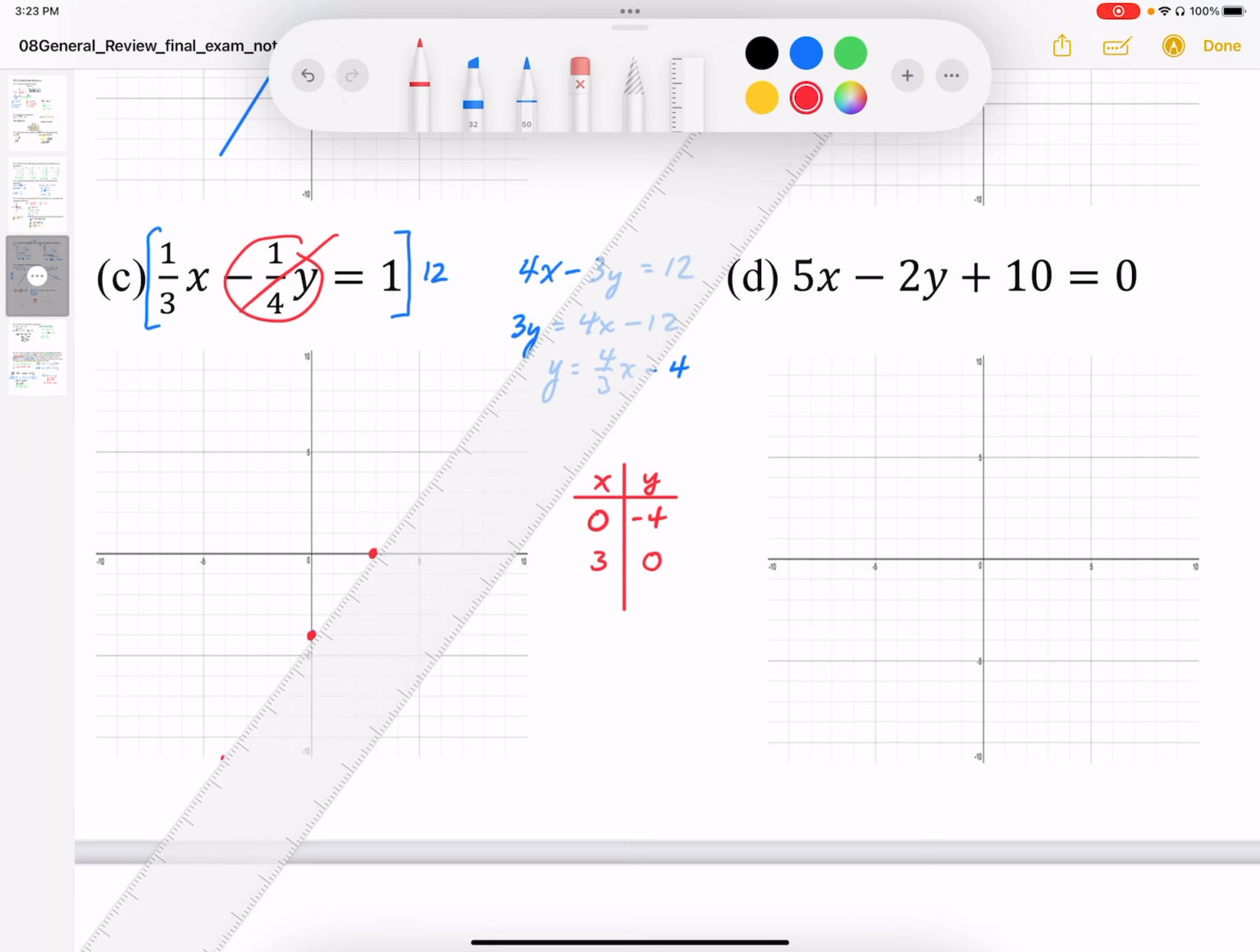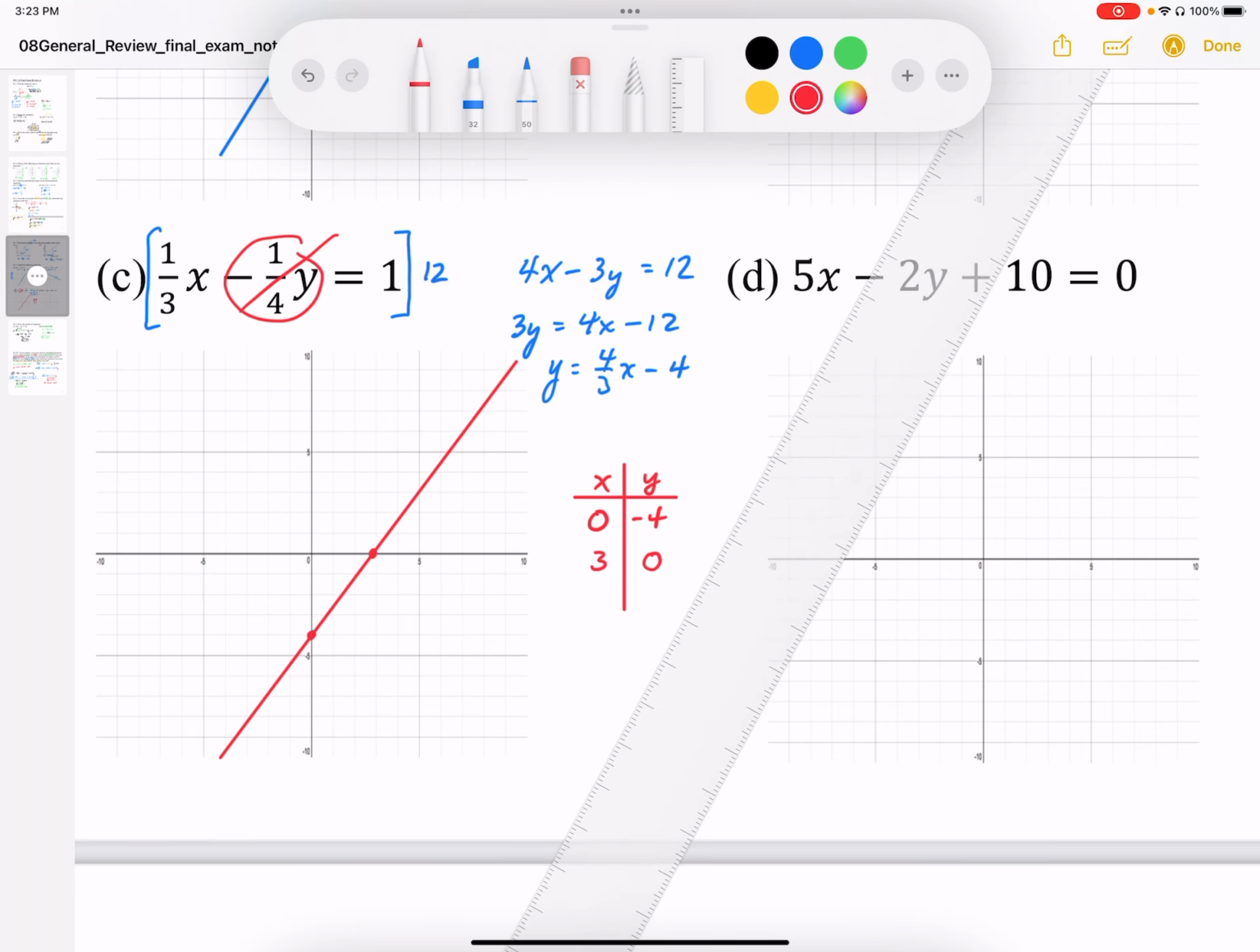So my graph then is going to look like that. Okay, and that has a slope of 4 over 3. You can see the slope in the slope triangle. I'll sketch in the slope triangle here. There's my 4 over 3. And the y-intercept's at negative 4, which is what I have here.